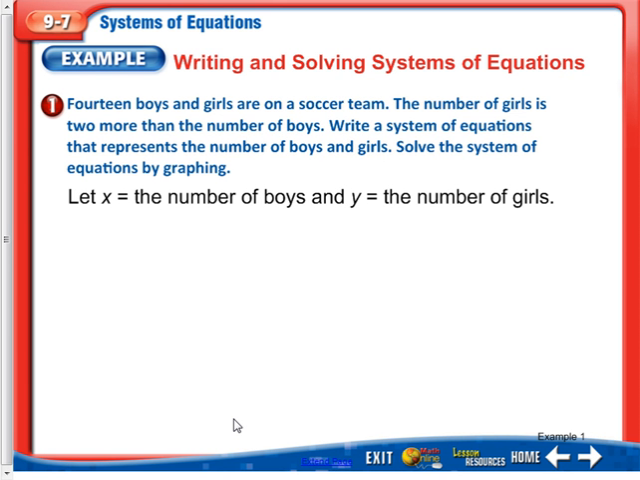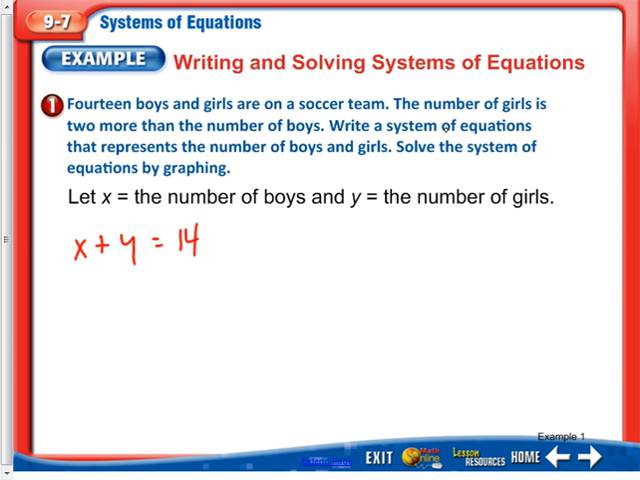So here in our situation, the problem says 14 boys and girls are on a soccer team. The number of girls is 2 more than the number of boys. Write a system of equations that represents the number of boys and girls and solve the system of equations by graphing. So it says let x equal the number of boys and y equal the number of girls. So right here it says 14 boys and girls are on a soccer team. So we can write x plus y is equal to 14. So the number of boys plus the number of girls is equal to 14.